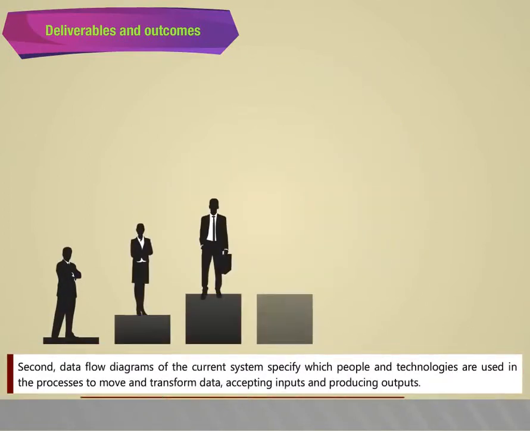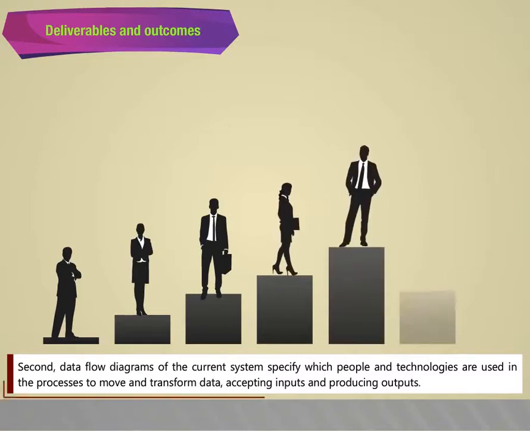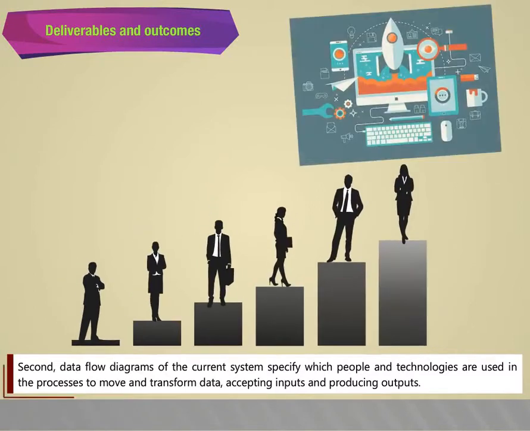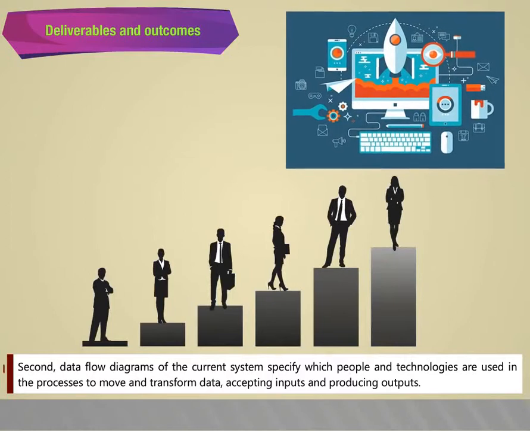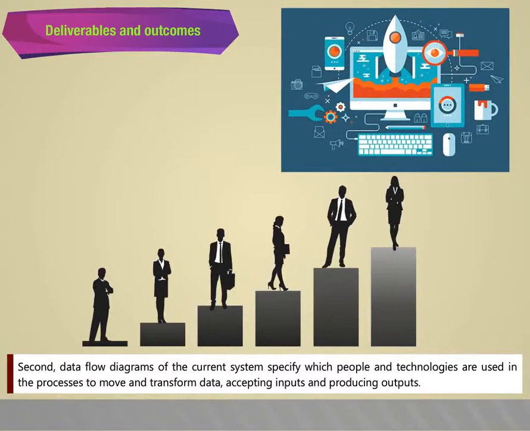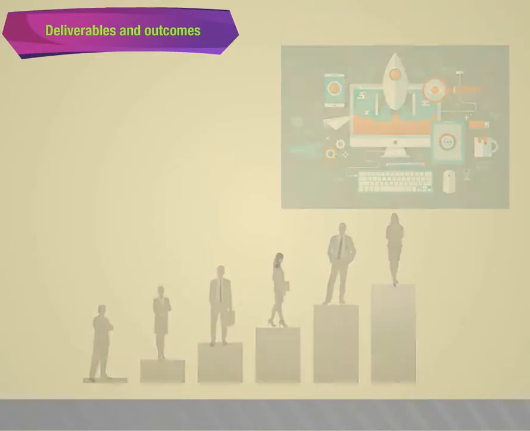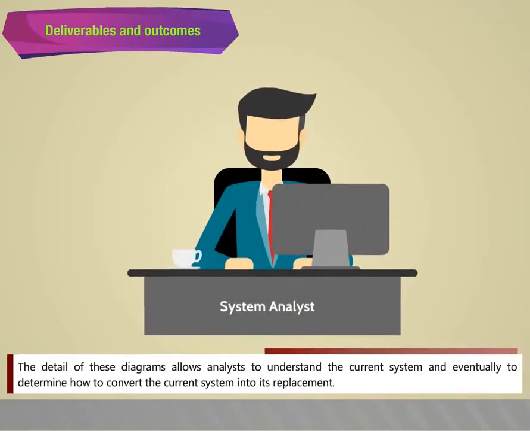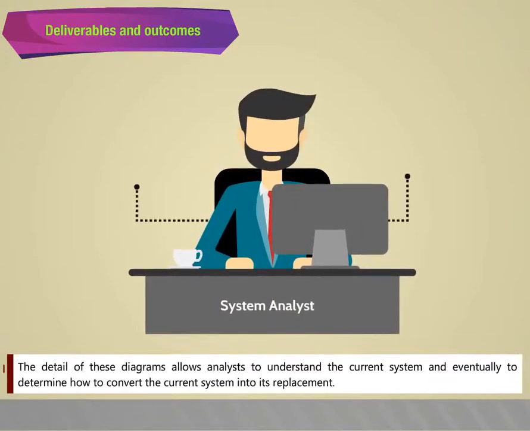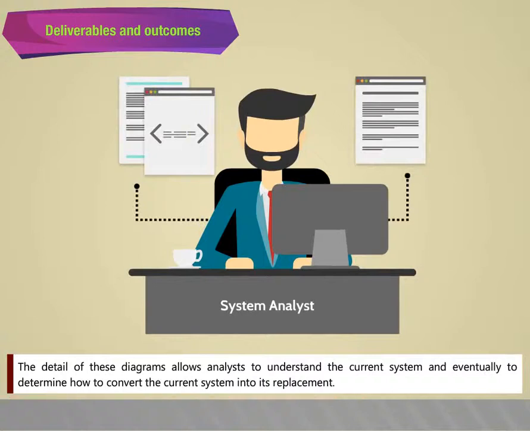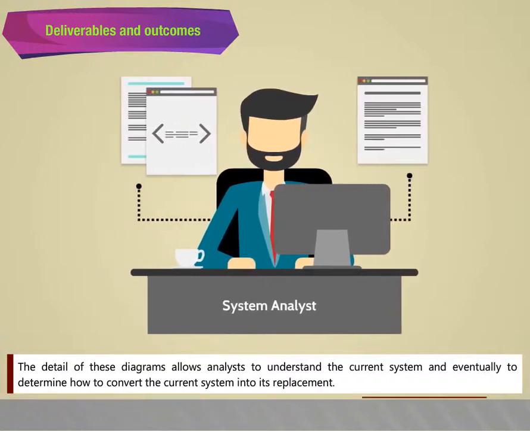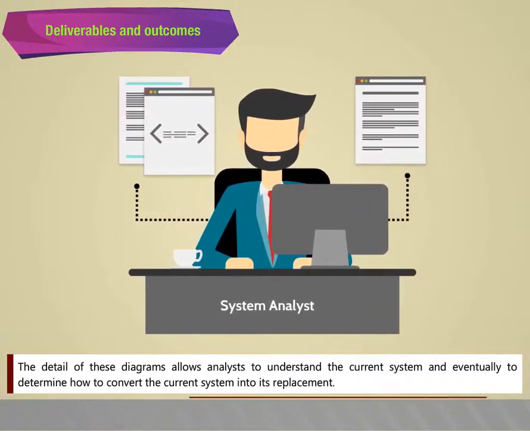Second, data flow diagrams of the current system specify which people and technologies are used in the processes to move and transform data, accepting inputs and producing outputs. The detail of these diagrams allows the analyst to understand the current system and eventually to determine how to convert the current system into its replacement.